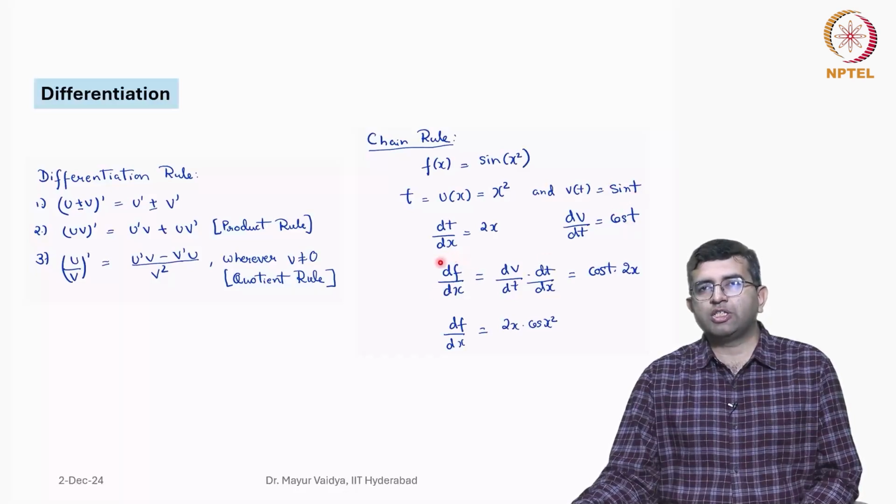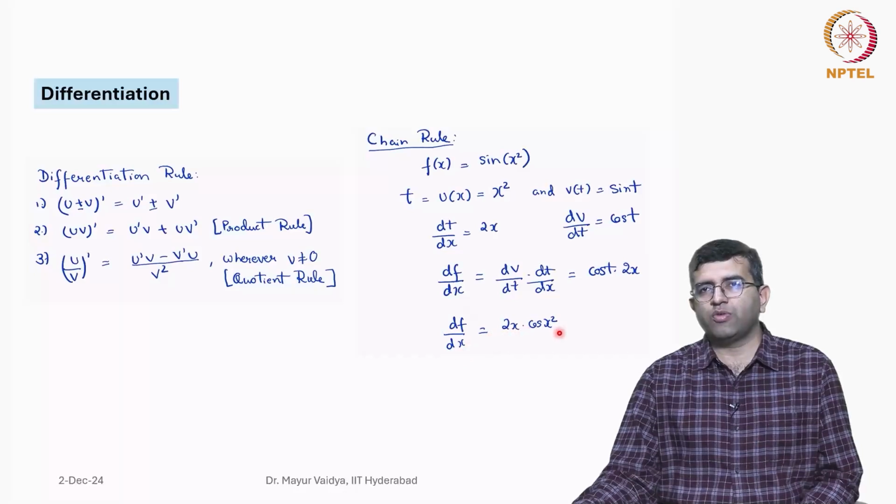Then the chain rule says that df by dx can be written as dv by dt into dt by dx. So, what we have done is we have differentiated t with respect to x, and we have differentiated v with respect to t. So, we can write df by dx is equal to dv by dt into dt by dx. dv by dt is cos t, and dt by dx is 2x. So, therefore, df by dx becomes 2x cos of x square.